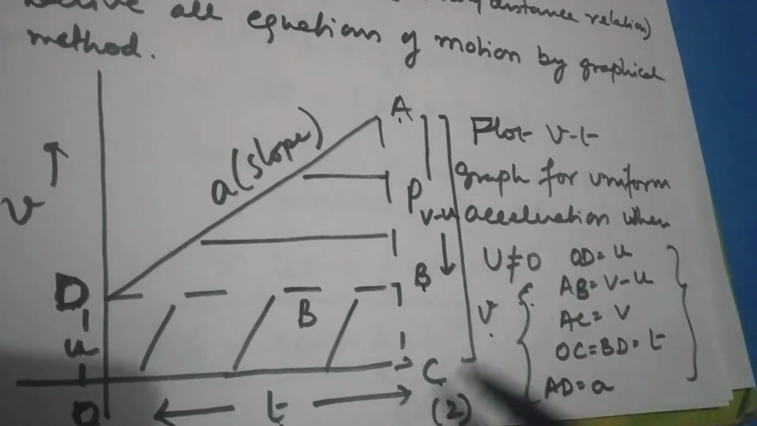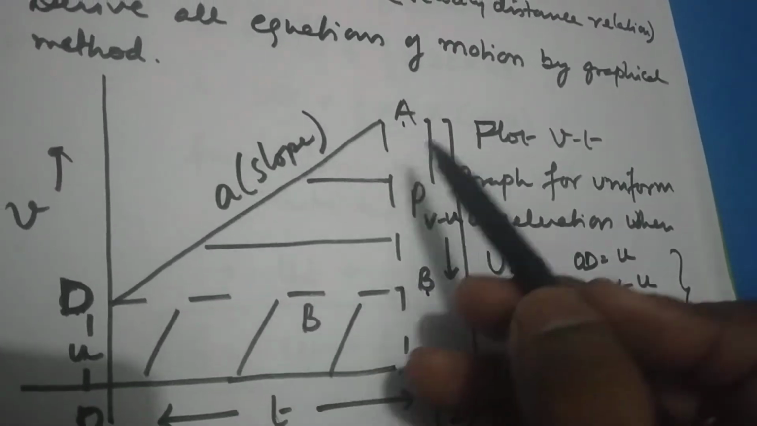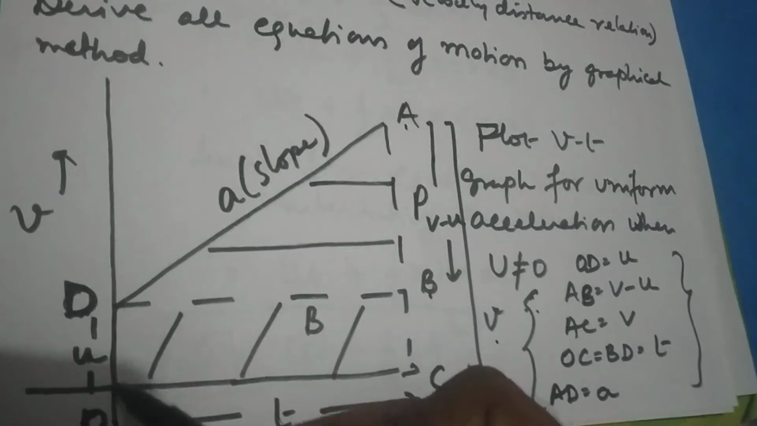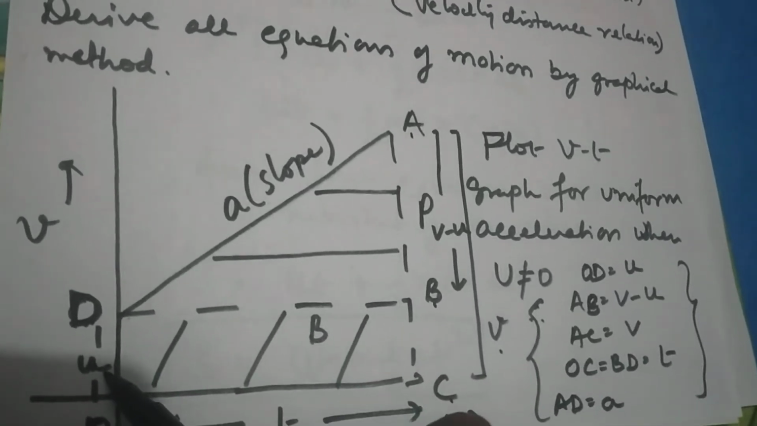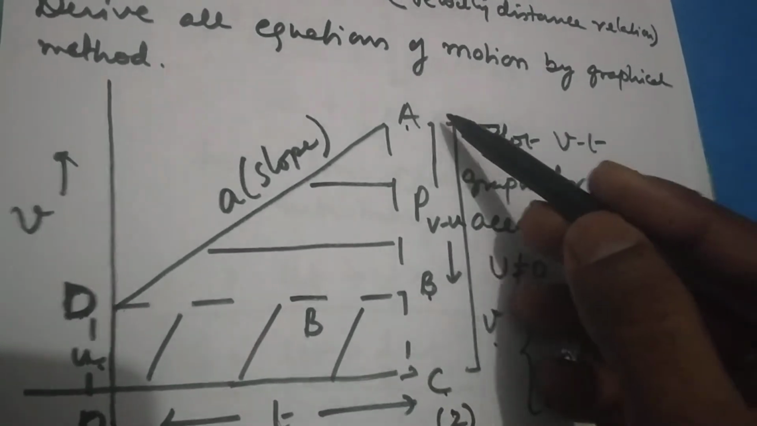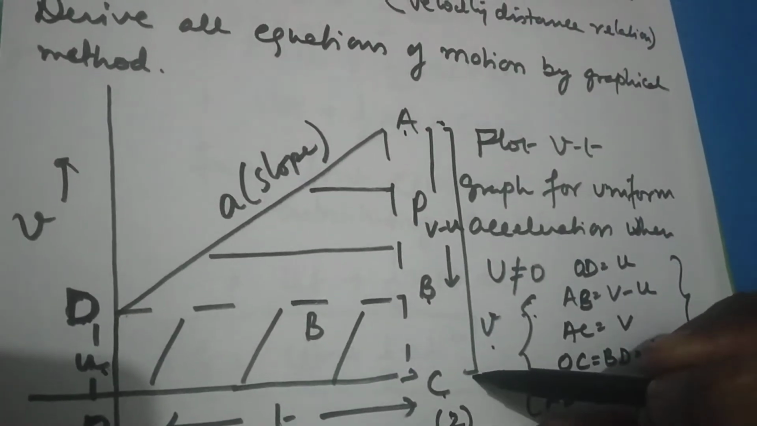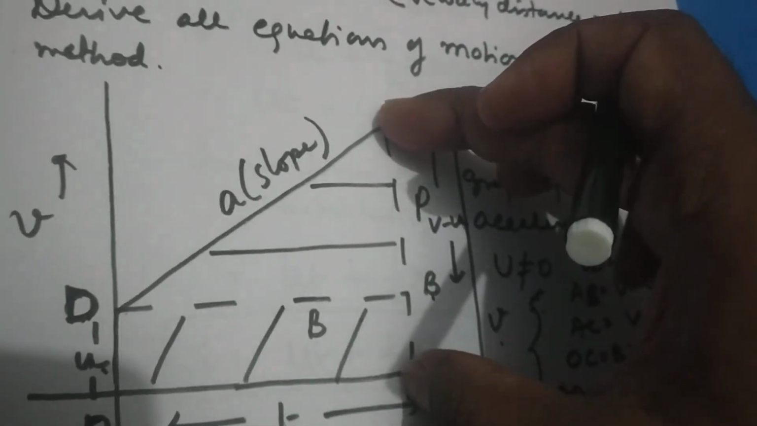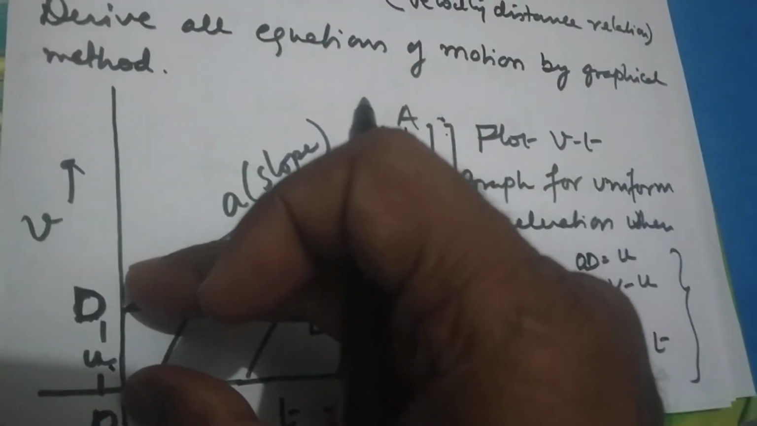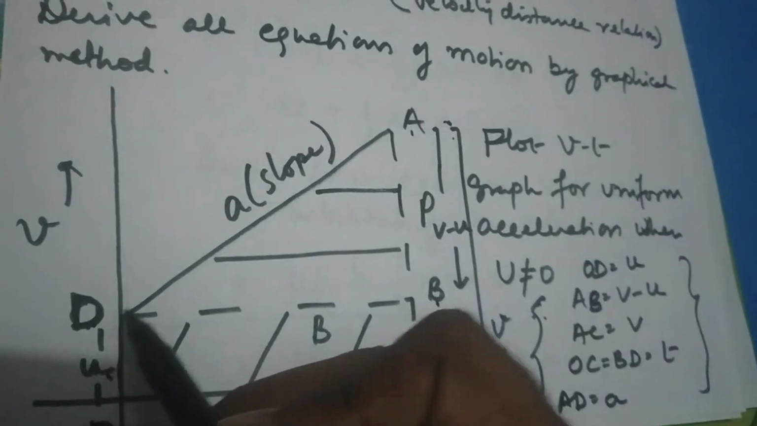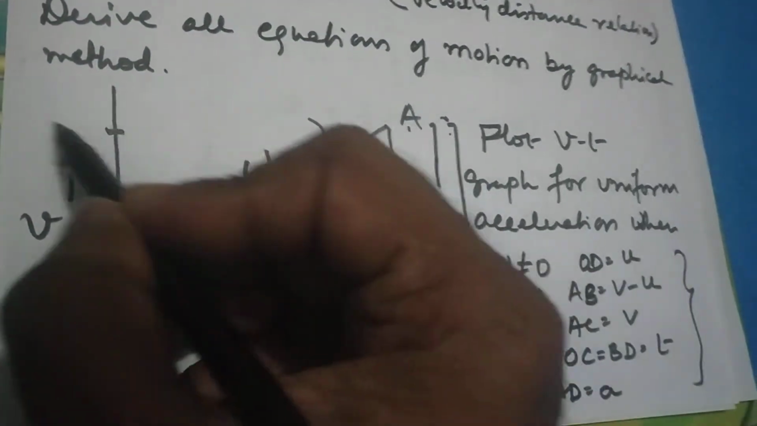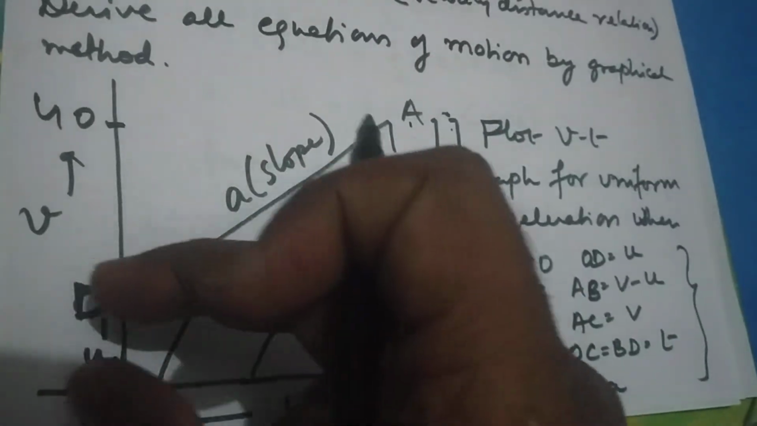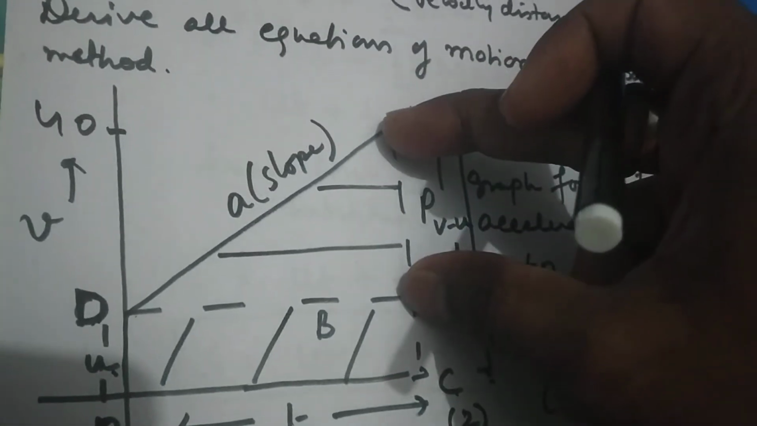When we make a graph like this, we must underline the portion we have taken. This portion OD is equal to the initial velocity u. This portion AC is the final velocity. For example, if the initial velocity is 10 and the final is 40, this is the final v and this is your u.